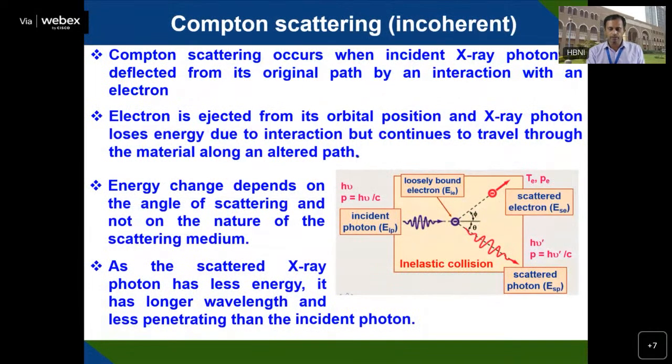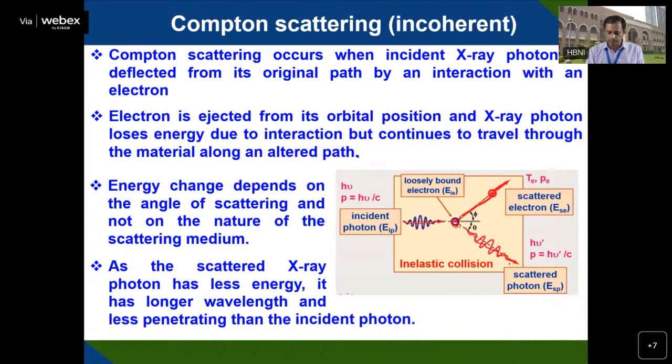But incoherent scattering, that is Compton scattering, occurs when the incident beam is deflected from its original path. You can see the incident beam coming here, and after interacting with this material, its direction changes, and the electron moves in some other direction. So the X-ray photon is deflected from its original pathway by interacting with an electron, and the electron is ejected from the orbital. Because of the interaction, the X-ray may lose some energy, and the electron can travel a certain distance.